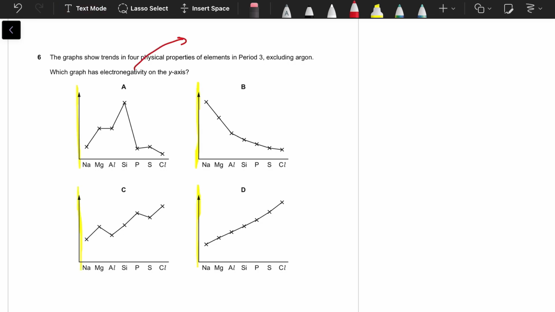It's the tendency of an atom to attract the electron pair in a covalent bond. So take HCl for example. We know that Cl is actually more electronegative than H. So it attracts the electrons in the covalent bond more than the hydrogen. So the electrons sort of are closer to the Cl. This makes Cl delta negative and H delta positive.